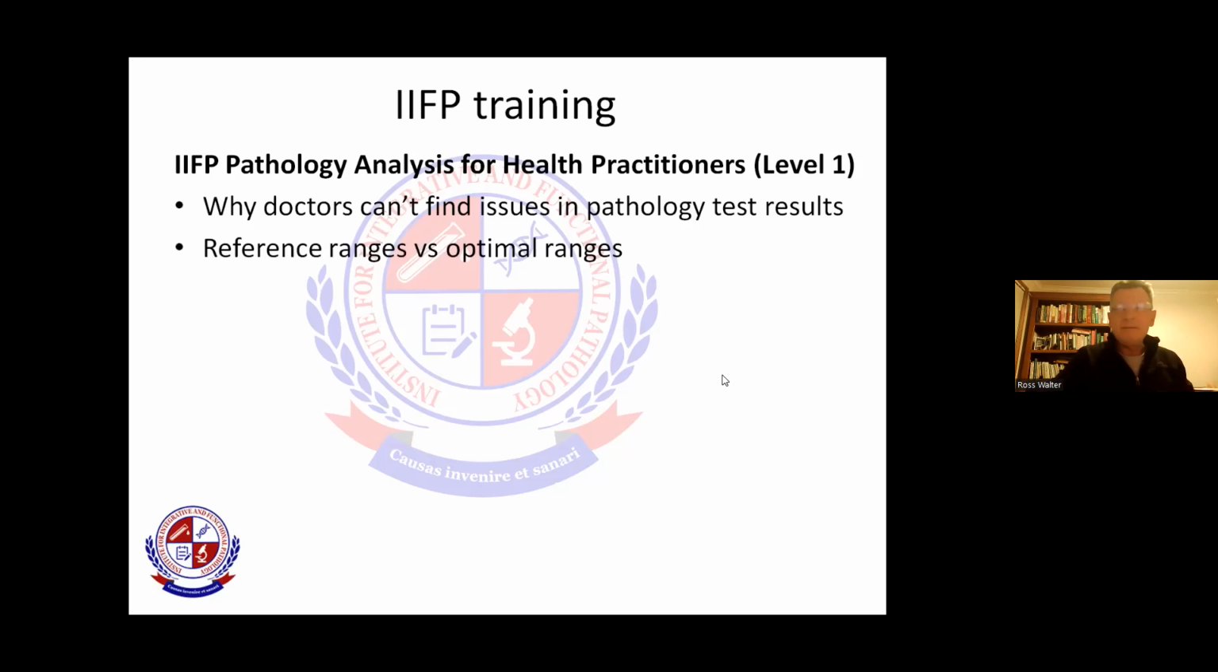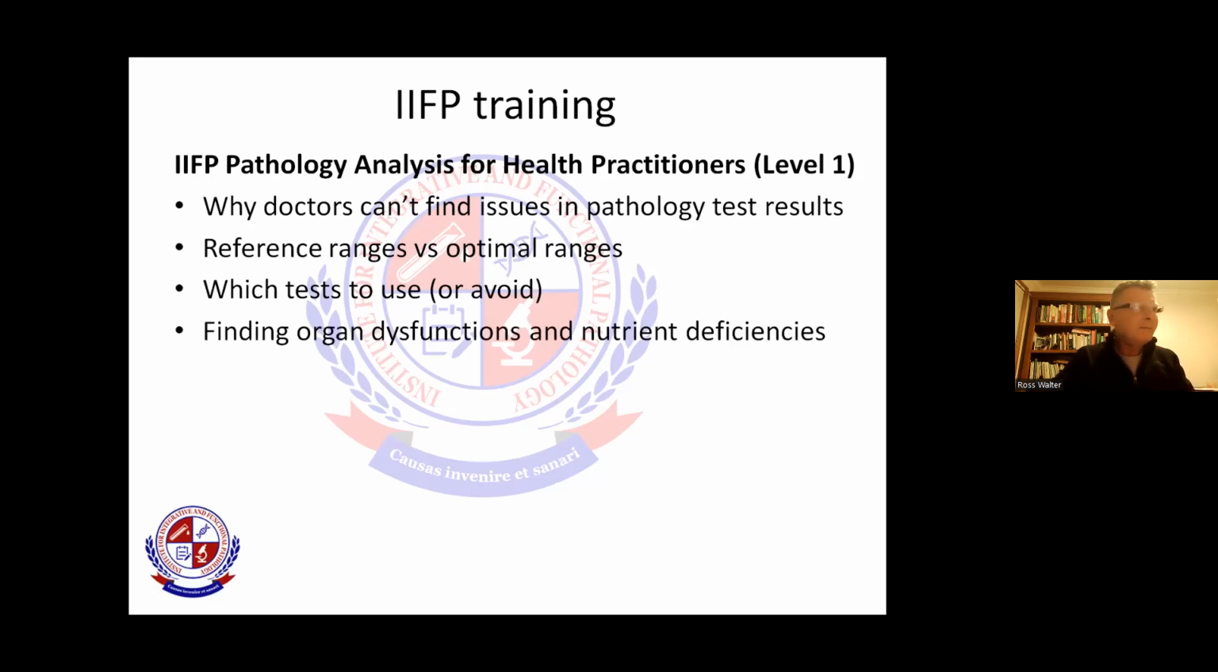Some of these things I touched on briefly earlier on. Why doctors don't find anything, using the optimal ranges, what tests to actually get or do for clients, which are the best ones to look for, how to find organ dysfunctions and nutrient deficiency. We didn't look at liver dysfunction, kidney, or other things, but that's all in this training in a bit more detail. How to use confirmations and combinations of results. We saw a little bit of that earlier.